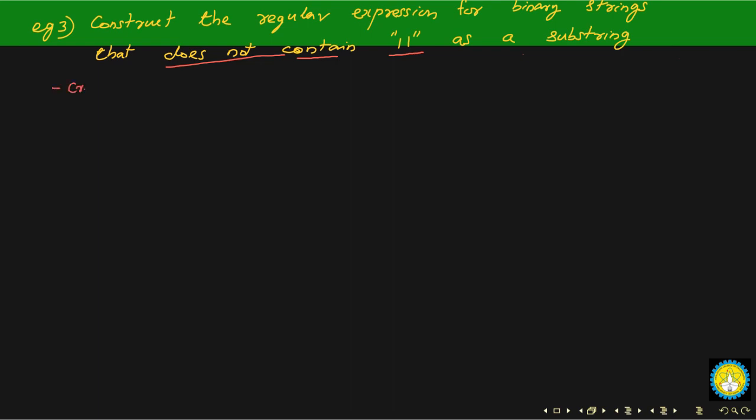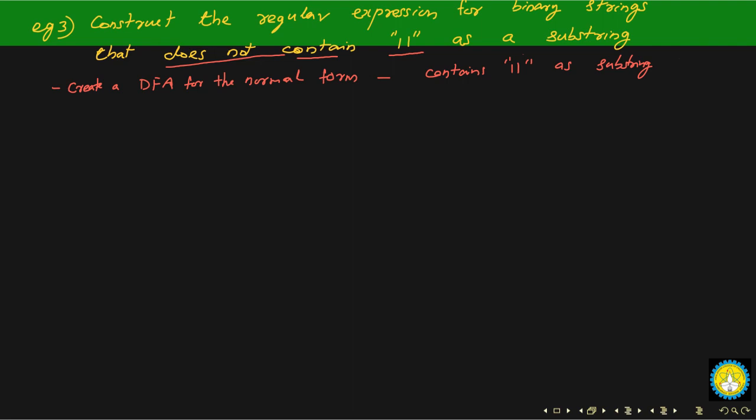So the steps will be: create a DFA for the normal form. Remember, it is not very trivial to directly create the DFA for this. So what we are doing here is creating a DFA for the normal form. That means strings that contain 1 as a substring. Okay, so this is the first step. So let's create it and go.